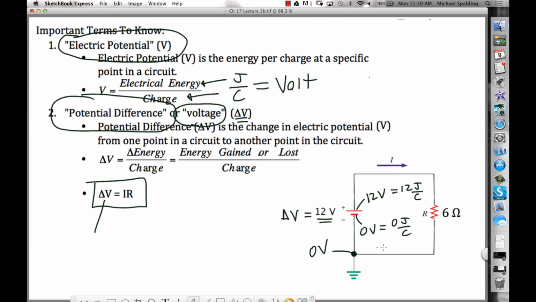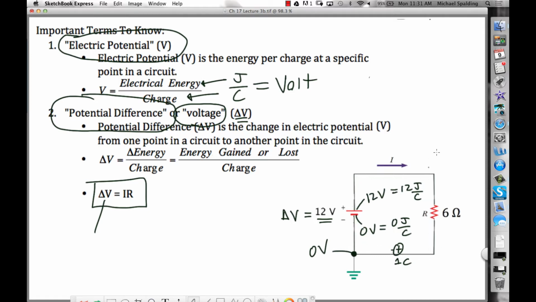Right? So say you have 1 coulomb of charge, here comes 1 coulomb of charge. How much energy does he have on this side of the battery? 0. Then he crosses the battery. If it's 1 coulomb, how much energy does he gain as he goes across the battery? 12 joules. So all circuitry is, when it really comes down to it, this cycle. As charges go through the battery, they gain energy. When they go through the resistor, they release energy.